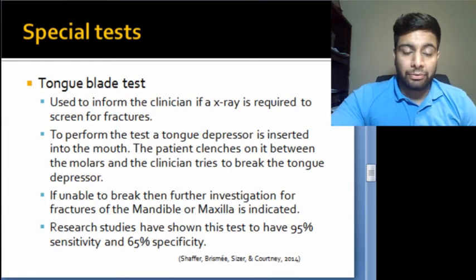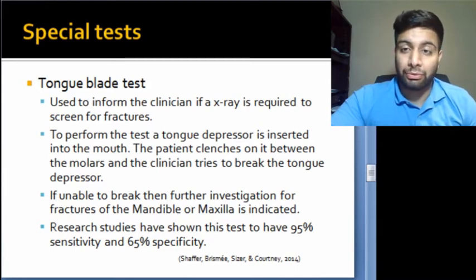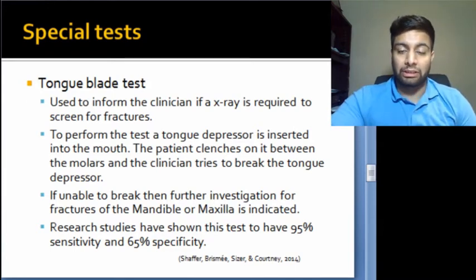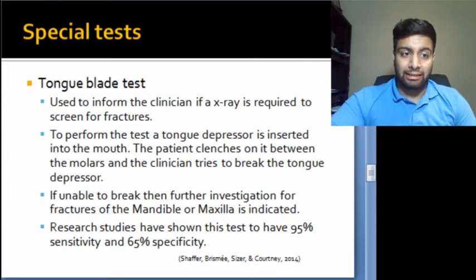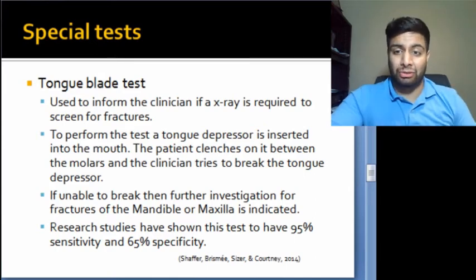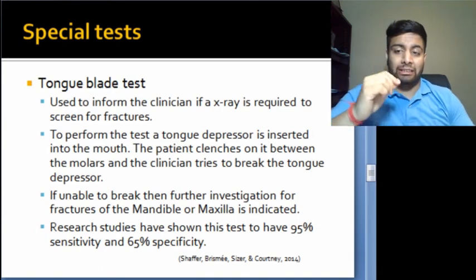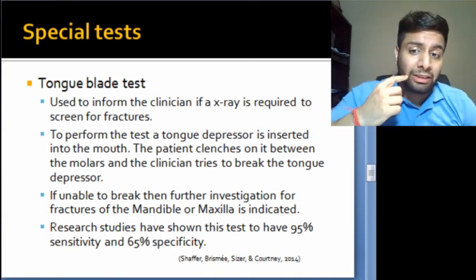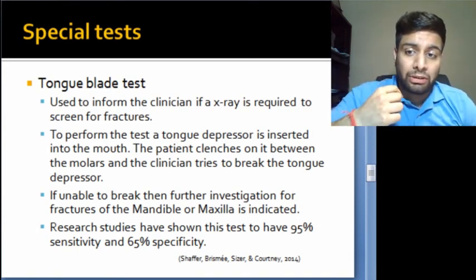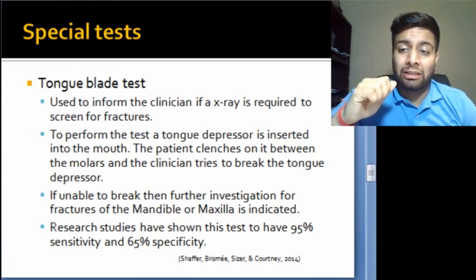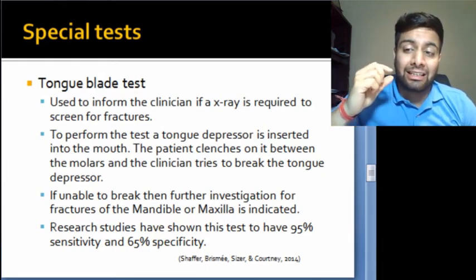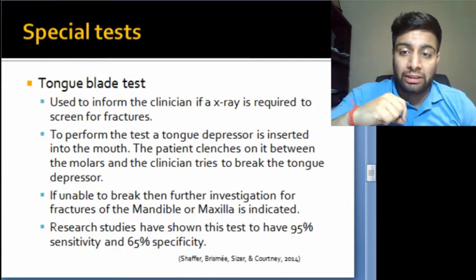Alright, so now that we've done the active and passive range of motion, we'll be looking at the special tests. And with the special test, essentially it was the one we were talking about earlier, which is called the tongue blade test. And essentially it is a test that is used to inform the clinician if any X-ray is required to screen for fractures. And basically how it's done is you get a tongue depressor and you insert it in between the molars, the top and bottom molars on one side, and then the clinician tries to break it while the patient clenches onto the tongue depressor.